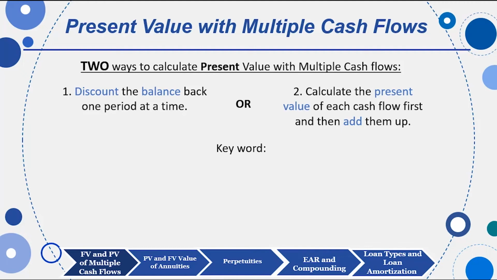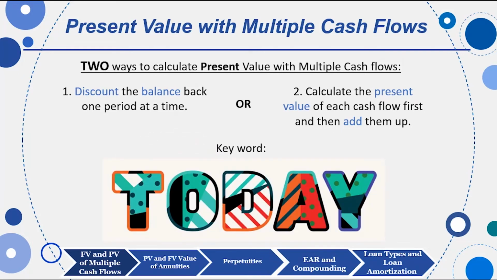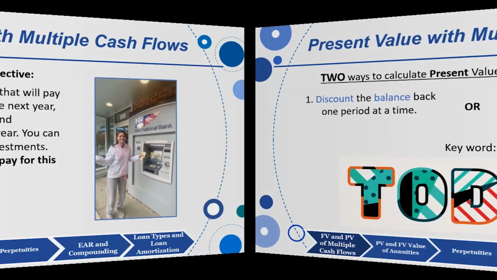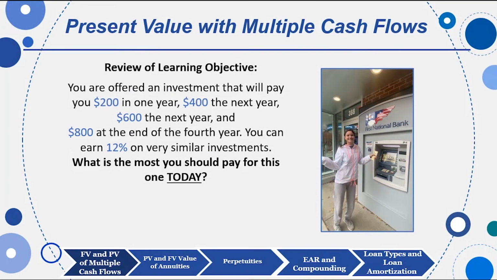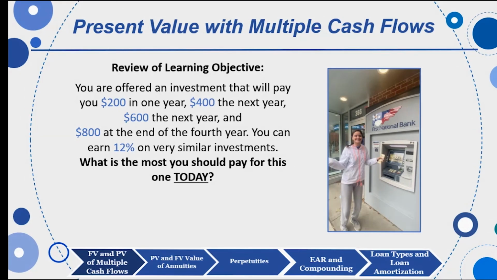So again, you can see very practical use of these future value, present value equations that we learned back in chapter 5. Now I can also calculate the present value of multiple cash flows: discount the balance back one period at a time to time 0, or calculate the present value of each cash flow and add them up. Keyword being today. Whenever we're looking for present value, we're looking for today. You're offered an investment. Here's an example that will pay you $200 in 1 year, $400 in the second year, and $600 in the third year, and $800 at the end of the fourth year. You can earn 12% on similar investments. How much should you pay for this opportunity today?